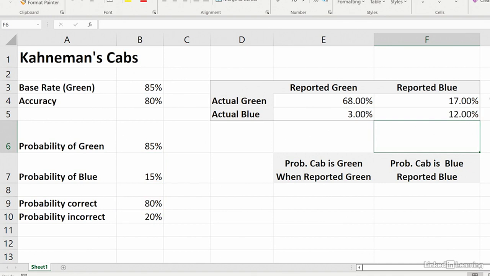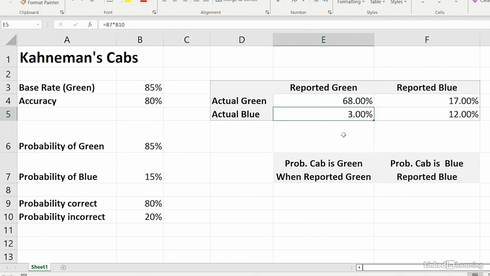One way to check to make sure that your classification matrix has been done correctly is that you can add the probability of correct guesses. So we have 68 and 12, that's 80%, which equals the accuracy. And then inaccurate guesses, 17 plus 3 is 20%, which is also the probability the witness is incorrect.